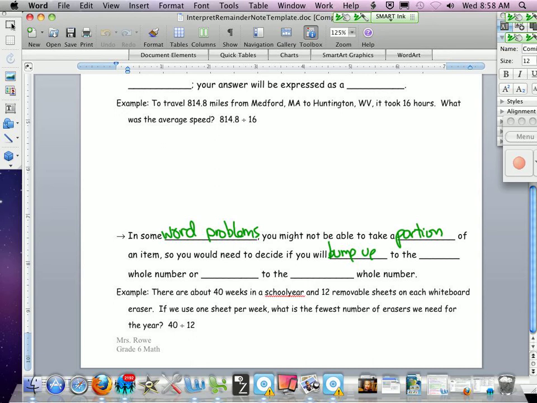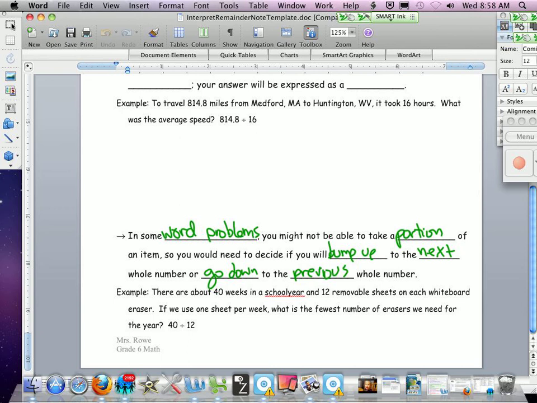You don't round. You don't go, oh, well, there's only 2 more kids, I won't book another bus, I'm going to round down. You're not going to make those 2 kids walk. You have to bump it up to the next whole number. So you have to bump up, even if it's only a remainder of 1. You have to bump it up to the next whole number. Or you might go down to the previous whole number.